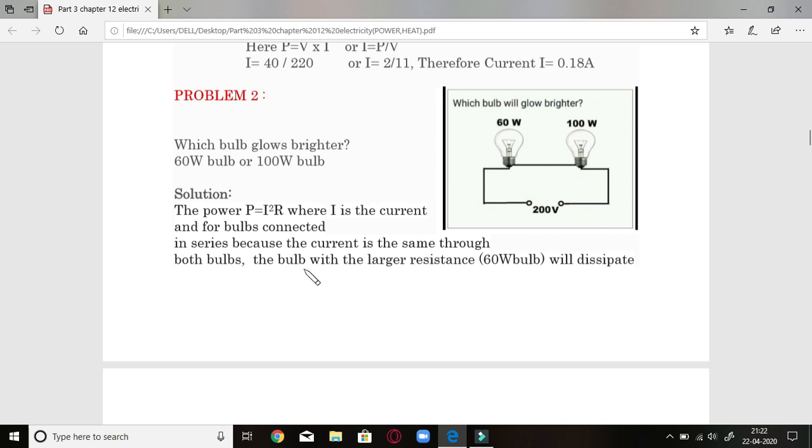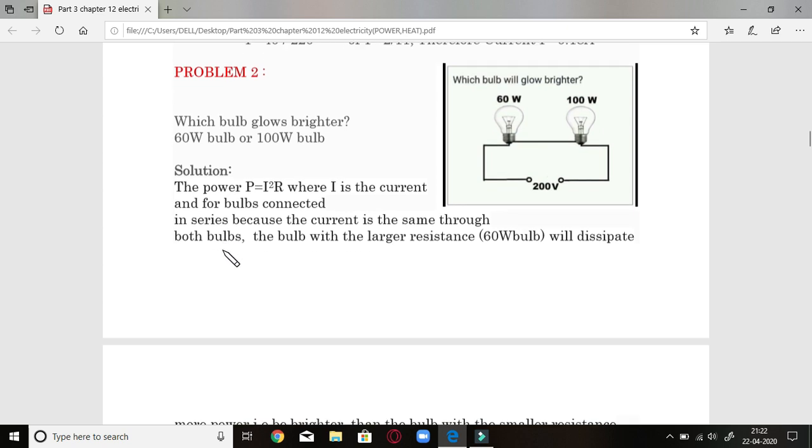Let us see. The power P is equal to I square R, where I is the current, for bulbs connected in series. This is the formula of power used when two bulbs are connected in series, because the current is the same throughout both the bulbs. Of course current will go across this circuit, and this current will be the same going through both the bulbs.